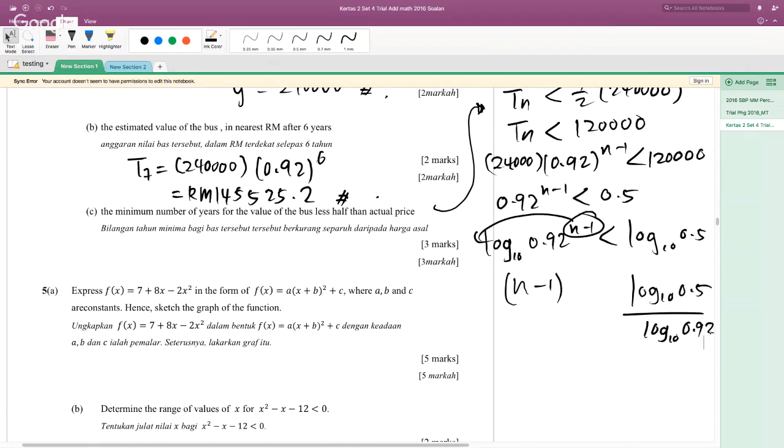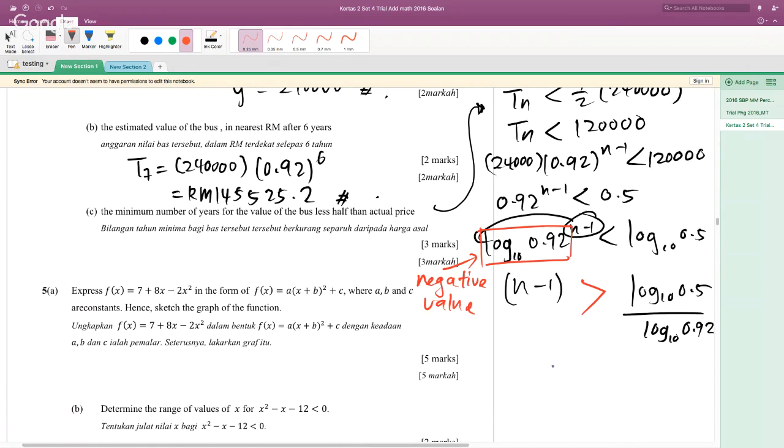Okay, now there's a huge problem here. What problem? Log 0.92 is actually a negative value. If this is a negative value and I move it to the other side, meaning divide, when you multiply or divide by a negative value, the symbol needs to be changed. It becomes like this. This is something a lot of students will just ignore. They just move the 0.92 to the other side and keep the symbol the same, and then they will get the whole question wrong. Okay, so log 0.5 over log 0.92.